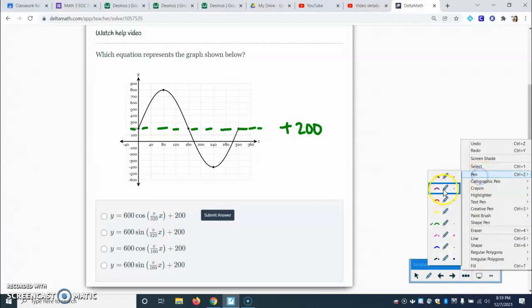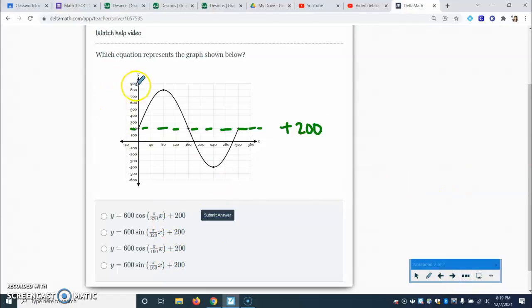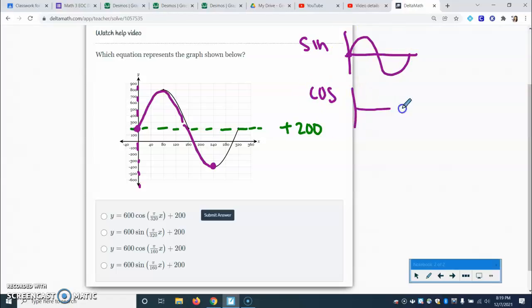Then I like to figure out whether it's sine or cosine. So here's my y-axis, and you see mine starts in the middle, goes up, and then to the bottom. So remember, sine looks like this, cosine looks like this. Based on where it starts, that's how I know whether it's sine or cosine.